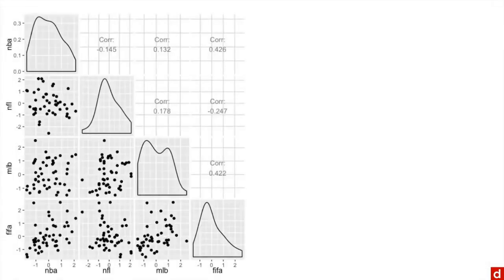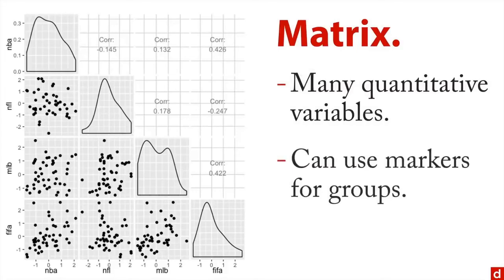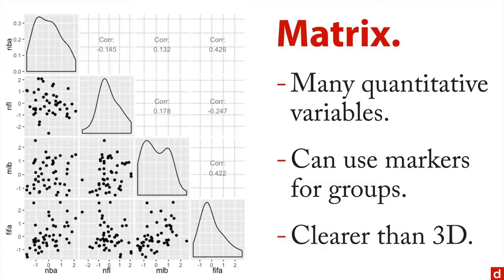What you want to do, however, is see the connection between several variables. You might want to use a matrix of plots. This is where you have, for instance, many quantitative variables. You can use markers for group membership if you want, and I find it to be much clearer than 3D. So here I have the relationship between 4 search terms: NBA, NFL, MLB for Major League Baseball, and FIFA. You can see the individual distributions, you can see the scatter plots, you can get the correlation. Truthfully, this for me is a much easier kind of chart to read and get the richness that we need from a multidimensional display.